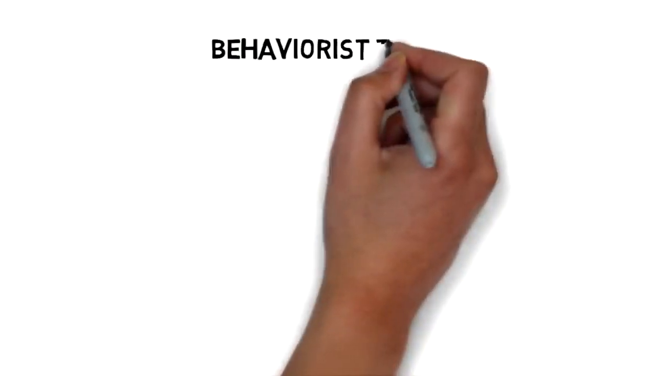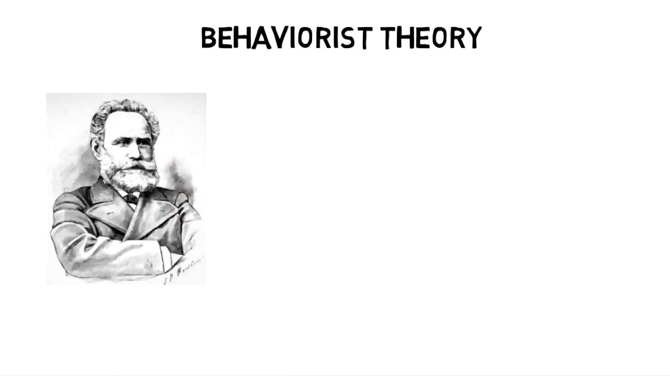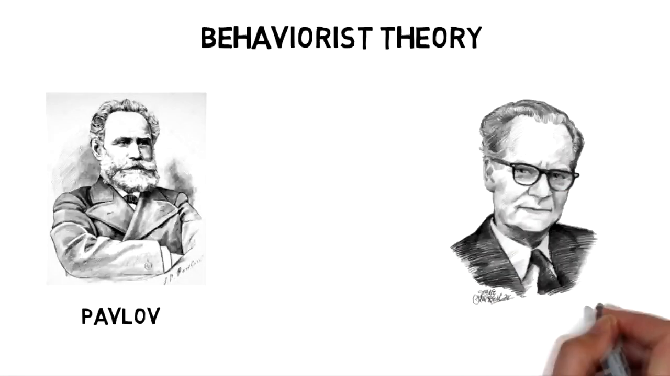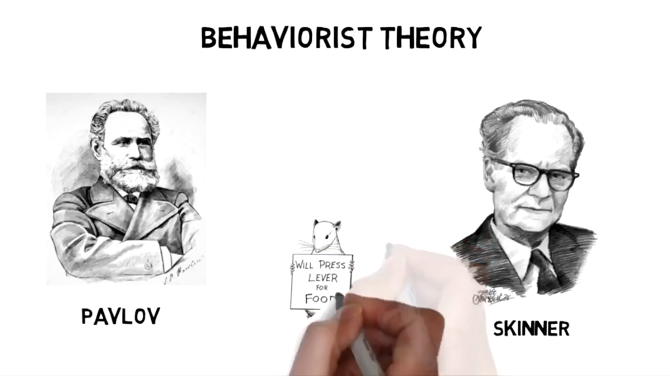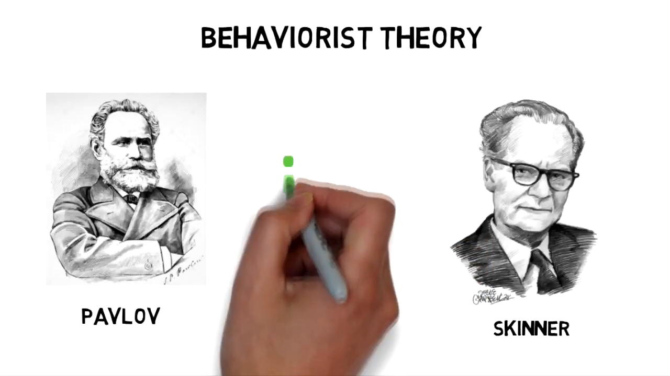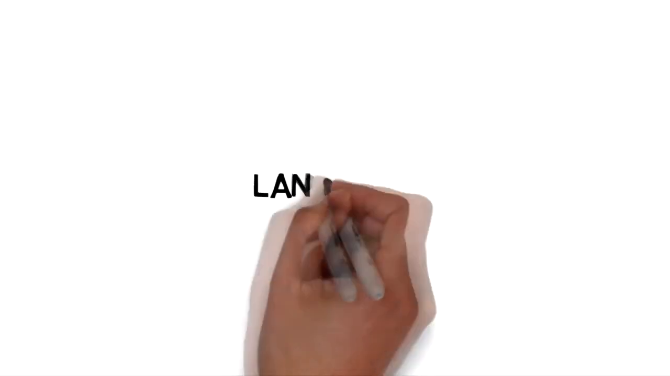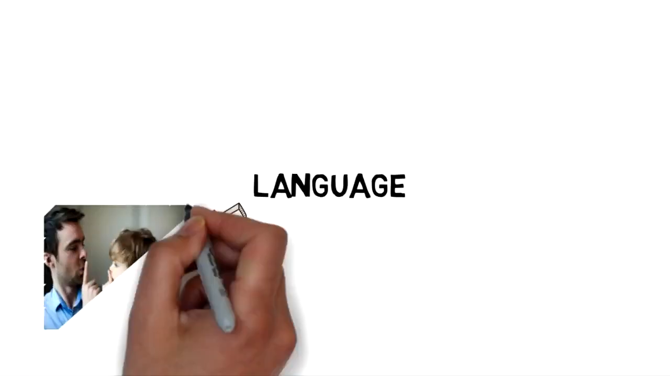The behaviorist theory. The first coherent theory of language learning was the behaviorist theory. This theory was proposed by two famous people, Pavlov and Skinner. They used animals in order to experiment. This theory says that language is a mechanical process of habit formation and stimulus-response sequence. The behaviorist theory happens through a complex process of imitation.